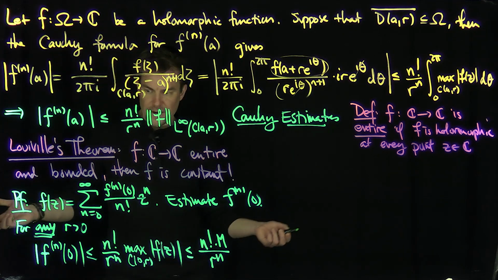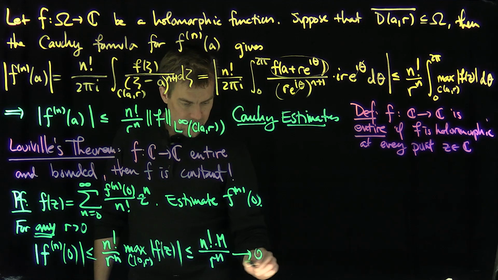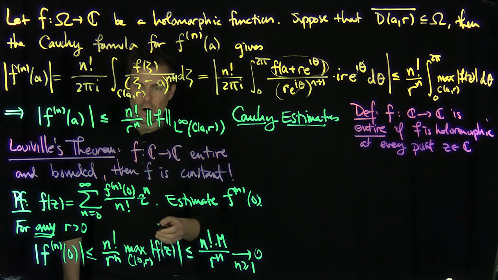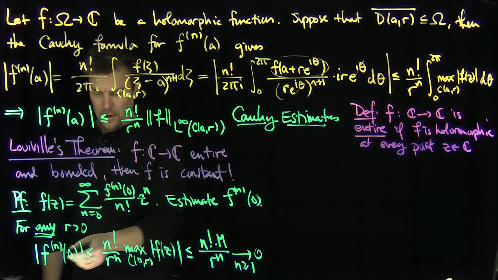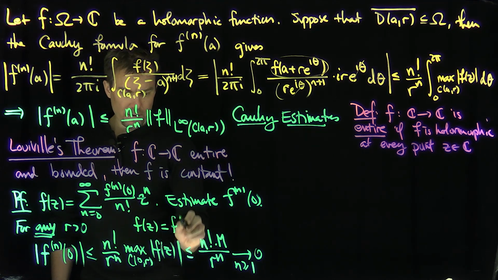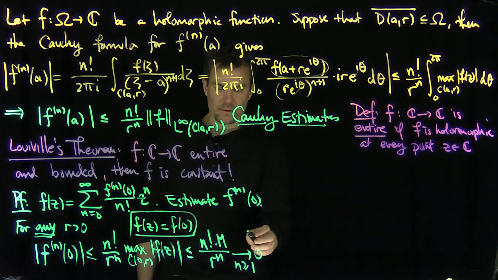Now, of course, this is true for any r. So as long as n is greater than or equal to 1, this goes to 0. In other words, all the coefficients in this expansion are less than or equal to 0, so they're 0, which forces f of z: the only term in the Taylor expansion that survives is just f of 0. So f of z is f of 0, and f is constant. That's the proof of Liouville's theorem, okay?